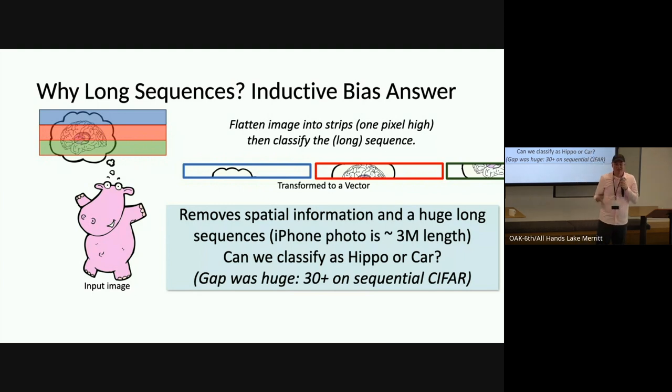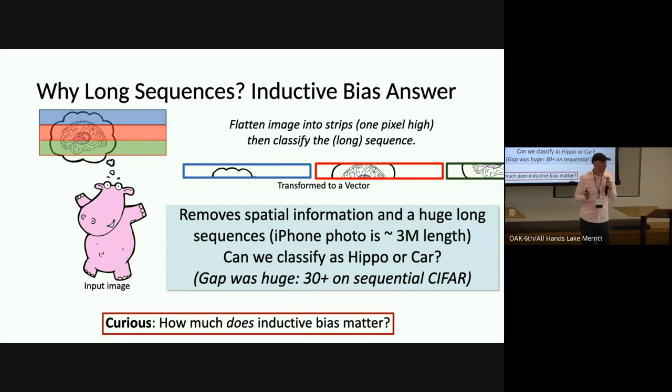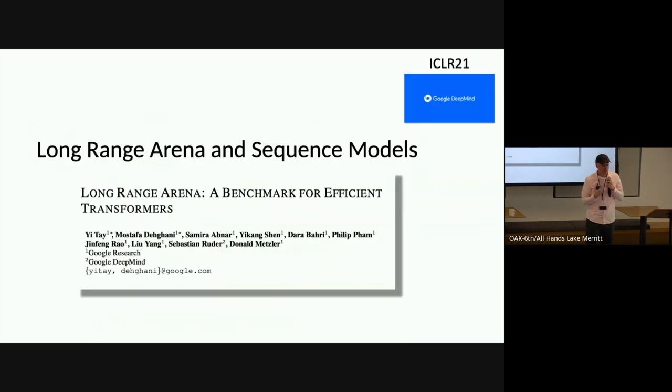And when we started doing this, sequential CIFAR was about 30 points down compared to looking at an actual image. So it looked like it mattered. So we're just curious, how much does it matter? And again, if it turns out to matter a lot, great. And if it turns out not to matter too much, also great. It's just curiosity. Now, we weren't the only ones thinking about this.